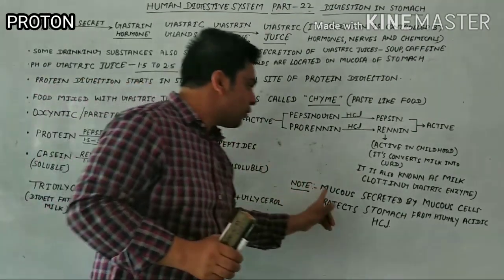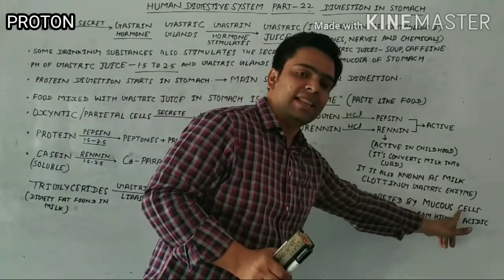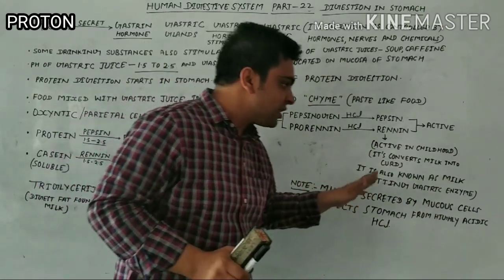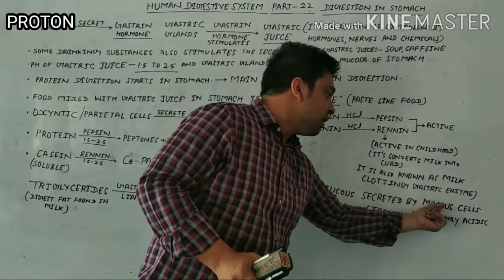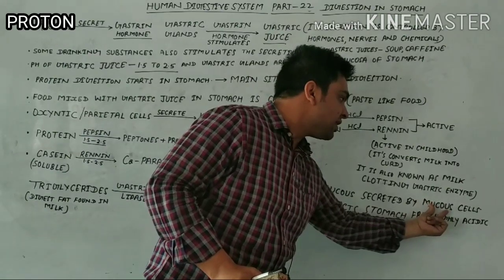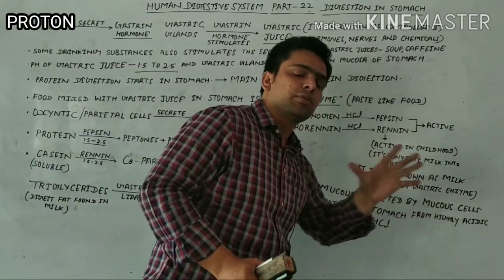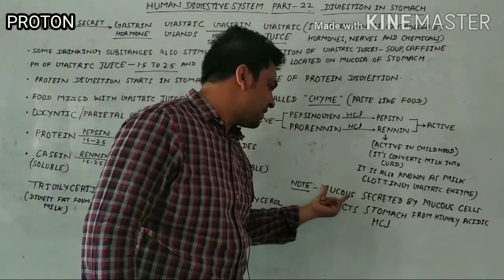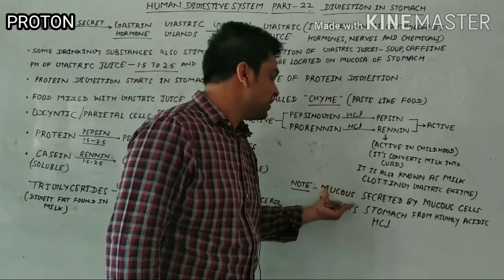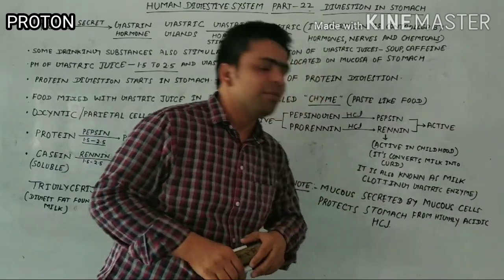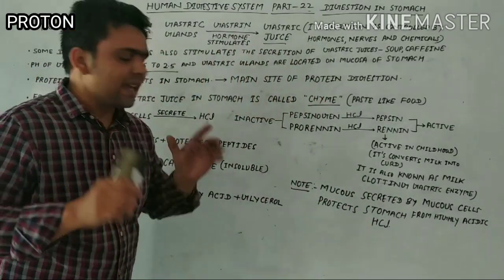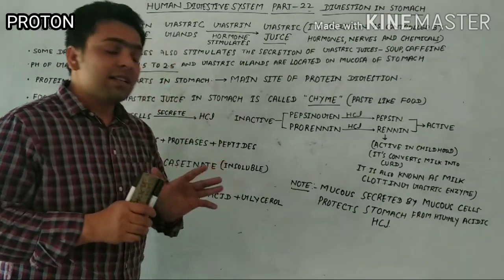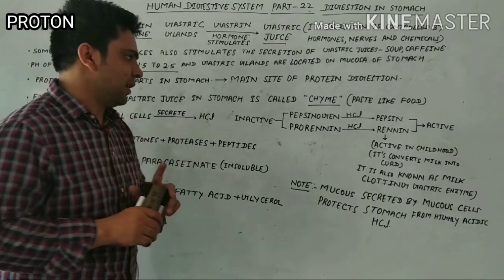Why? Because of the mucus secreted by cells. Some special glands, known as mucus cells, are found on the wall of the stomach, and they secrete a very special chemical known as mucus, and mucus protects the stomach from this highly acidic HCl. Clear, students? So they protect the stomach from the bad effect of HCl.